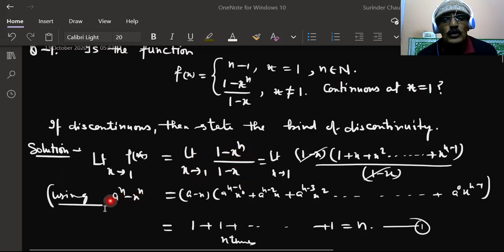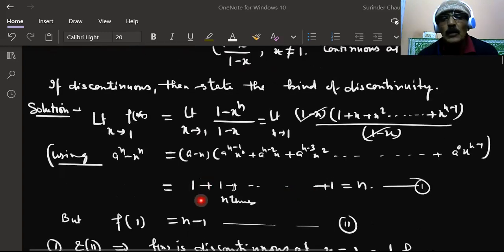Now we'll use this formula: a^n - x^n = (a - x)(a^(n-1) + a^(n-2)x + a^(n-3)x^2 + and so on up to a x^(n-2) + x^(n-1)). The general formula can be seen as a^2 - x^2, a^3 - x^3, a^4 - x^4 and so on. This is the general formula where n is a natural number.